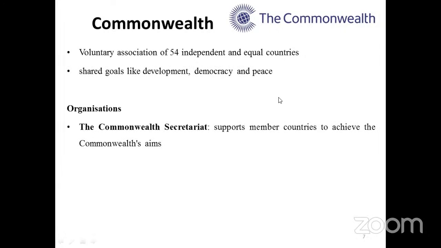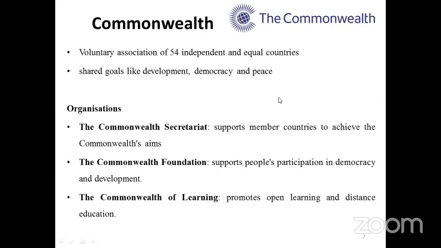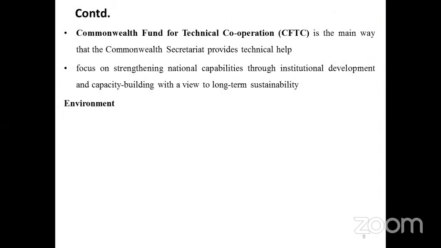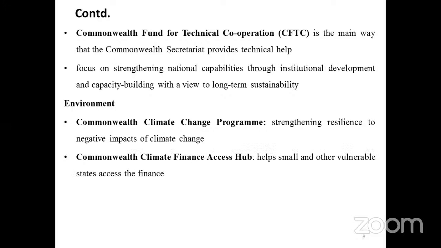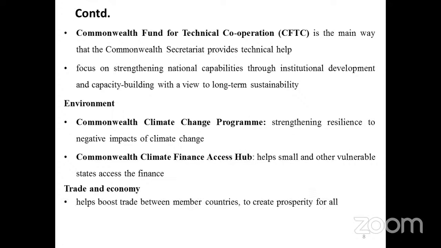Now moving on to Commonwealth, these were the colonies of the United Kingdom. So there are 54 countries and all are considered equal. And they have the secretariat, and then foundation and learning, three organizations under Commonwealth. And they have the fund for technical cooperation, which is our major concern because it helps in agricultural research.